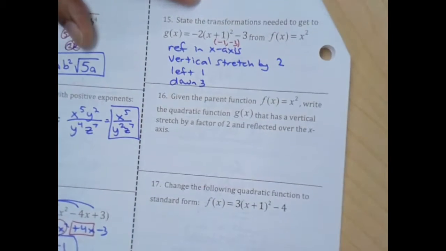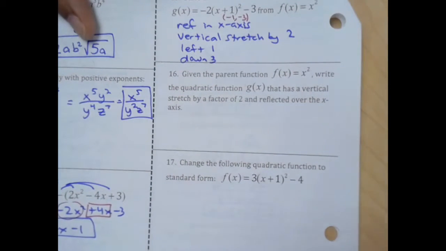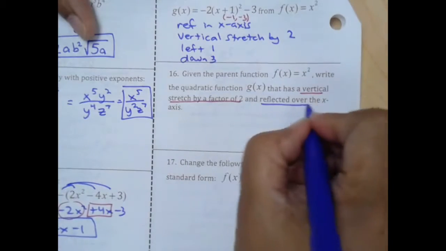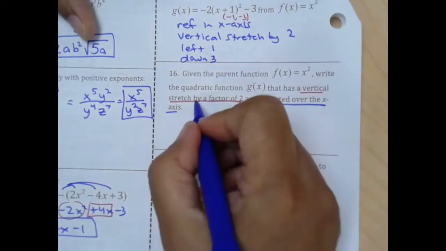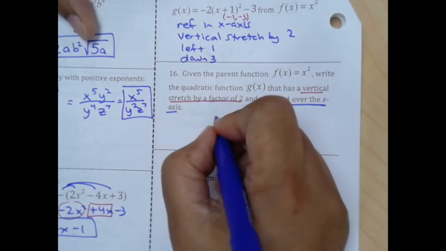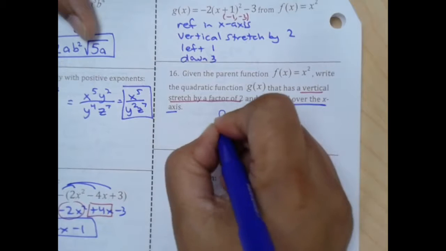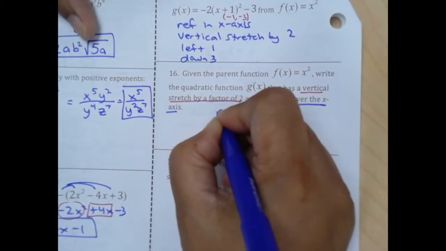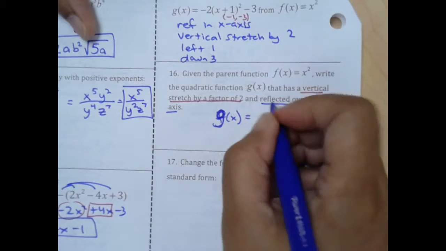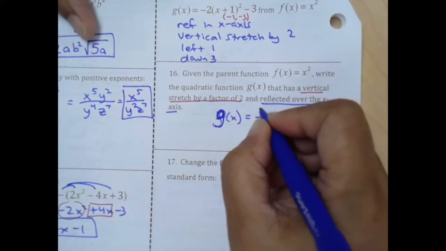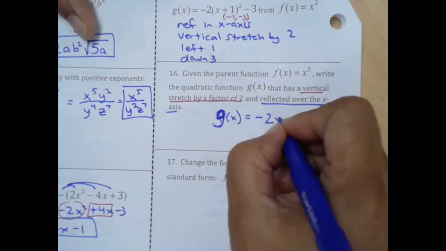Okay. The next one asks you to write a function that has a vertical stretch by a factor of 2 and a reflection over the x-axis. So vertical stretch means the a value is 2, the reflection is the negative in the front. So we're going to take this function right here. Oh, sorry, g of x I meant to say. G of x. And that's going to be the negative because reflection over the x-axis, and then the vertical stretch by 2, and then you have to write your x squared.